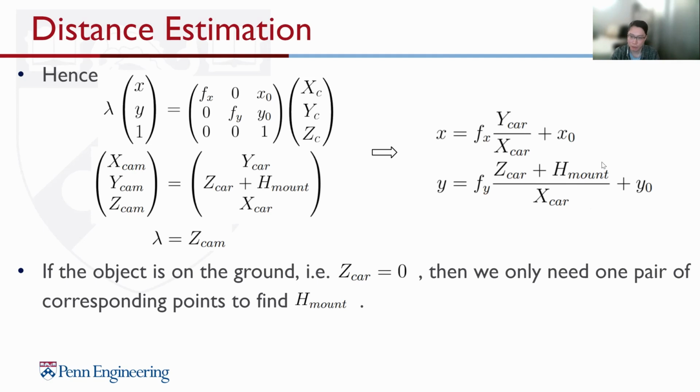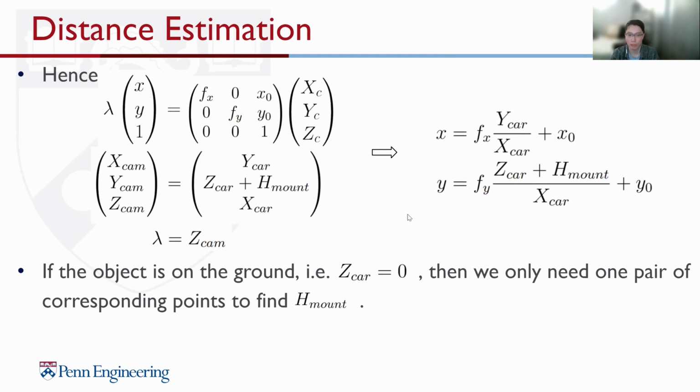And once we have the mounting height, we can rearrange this so that if we have a coordinate on the image plane with the image pixels, then we can calculate the coordinate in the camera frame. And since the camera frame has this relationship with the car frame, we can directly transfer it to the car frame. So this will be in the lab.